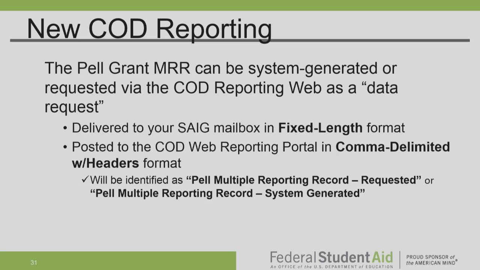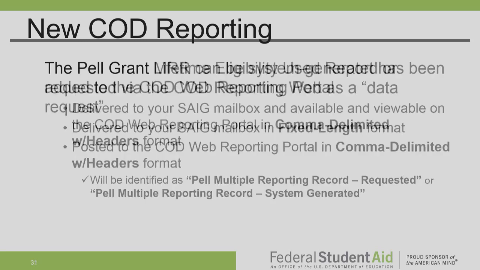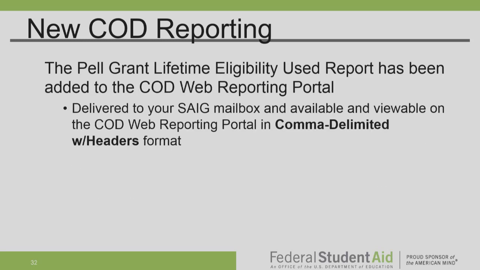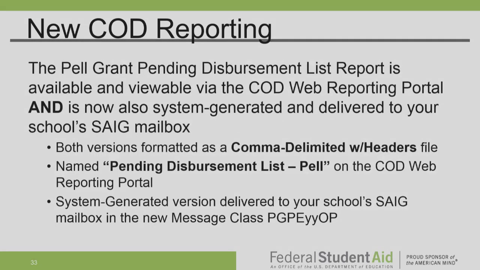The SAIG mailbox is fixed length, comma delimited with headers. If you go to pull it down from the web reporting portal, there's a little bit different nomenclature depending upon the way that the report was generated and sent. Lifetime eligibility, SAIG mailbox, and available and viewable on the COD reporting website in comma delimited with headers format. Comma delimited with headers recurring quite a bit.